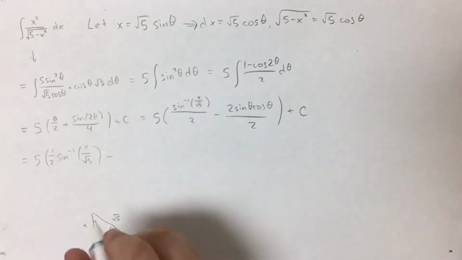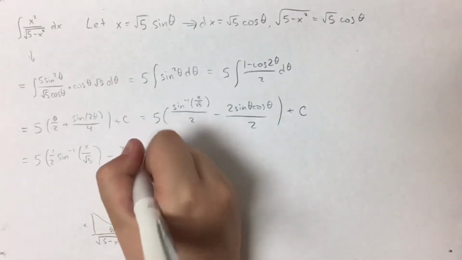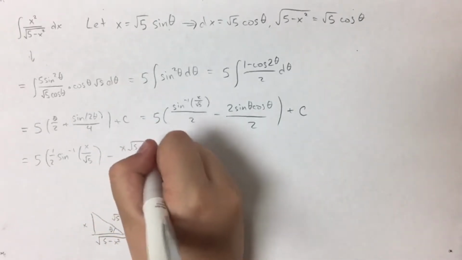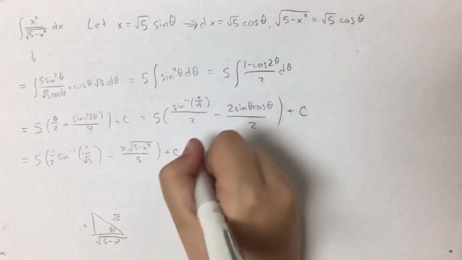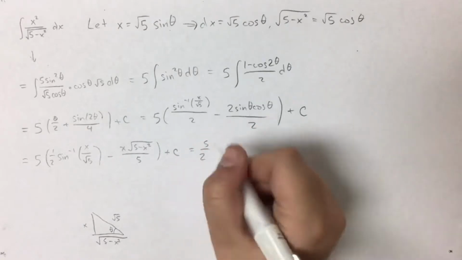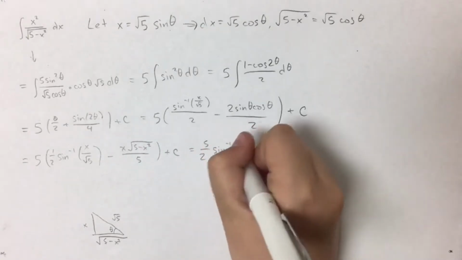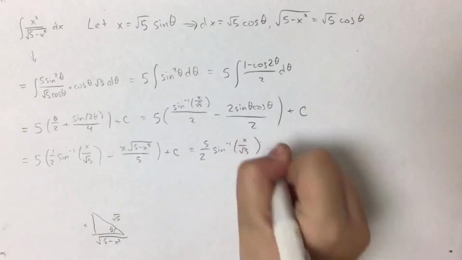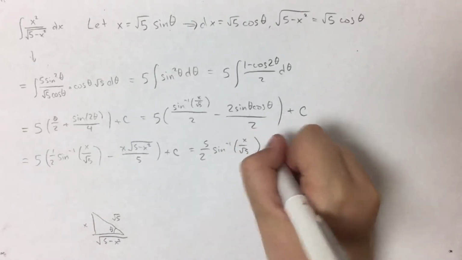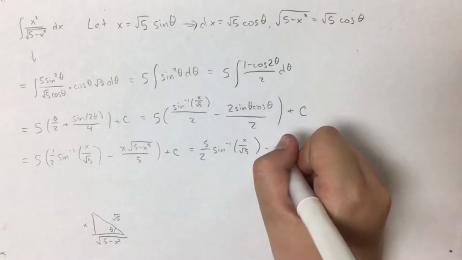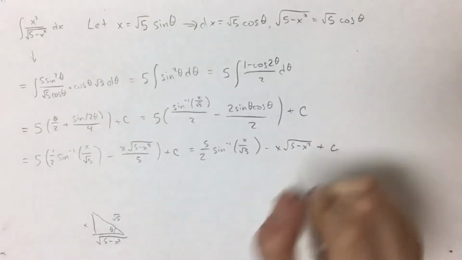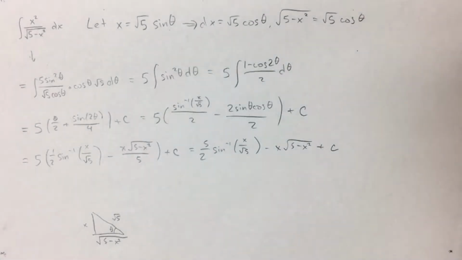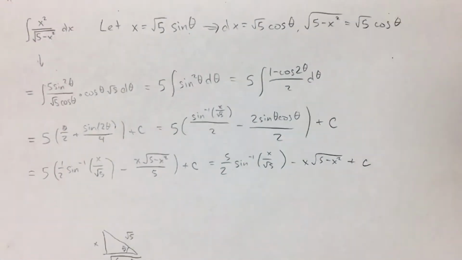We see that sine theta is x over root 5, and cosine theta is root 5 minus x squared over root 5. Solving, we get x times the root of 5 minus x squared all over 5, plus c. Simplifying once more, we get 5/2 sine inverse of x over root 5 minus x times the square root of 5 minus x squared plus c. Common mistakes include substituting the wrong function and drawing the triangle incorrectly.